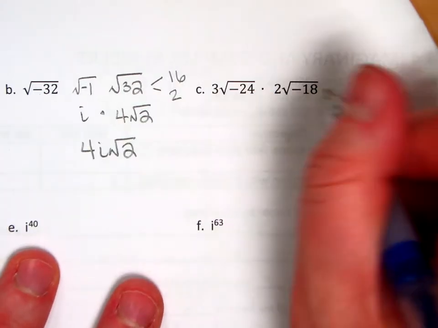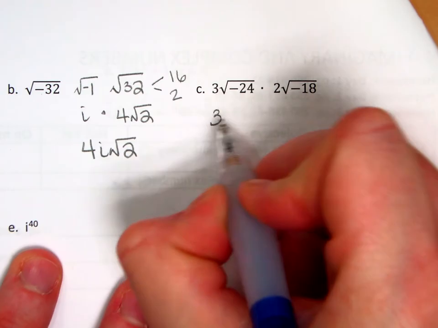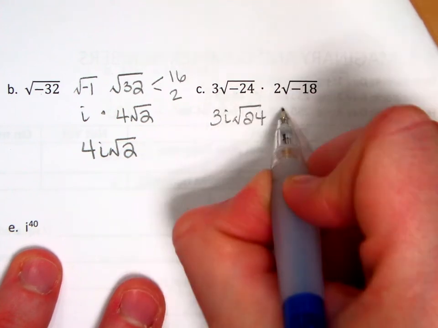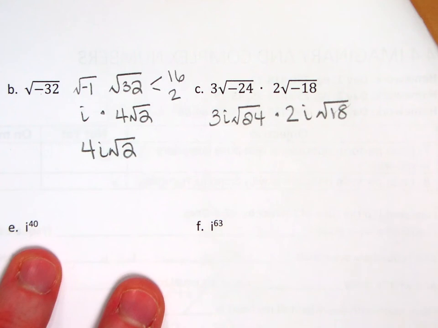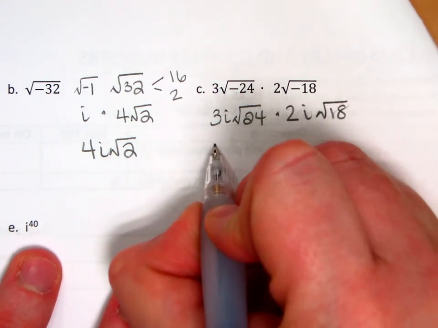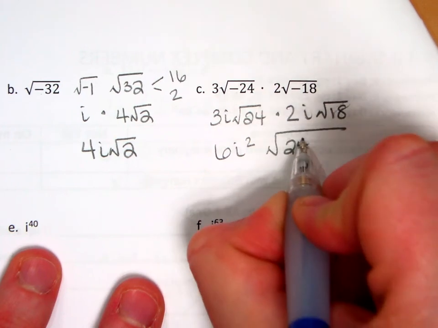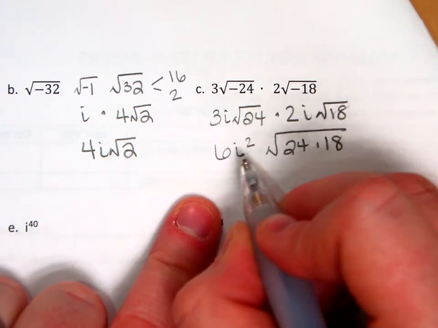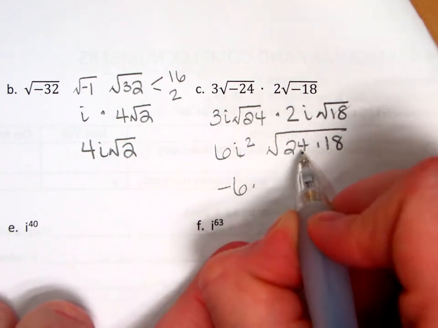Coming here to the next one. Before you do any multiplication, you need to simplify first. So you have 3i square root of 24, because I'm going to pull out the negative, times 2i square root of 18. When we multiply these together, we get 6i squared, square root of 24 times 18. Break down 24, break down 18. I squared is negative 1, so negative 6.